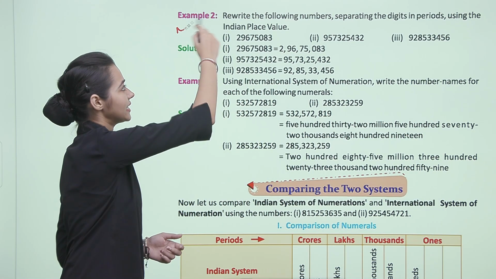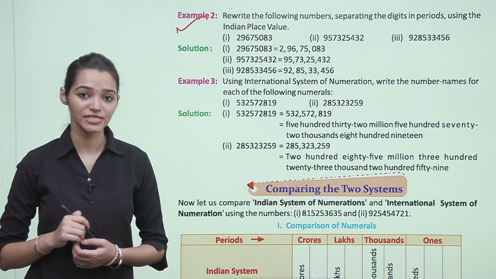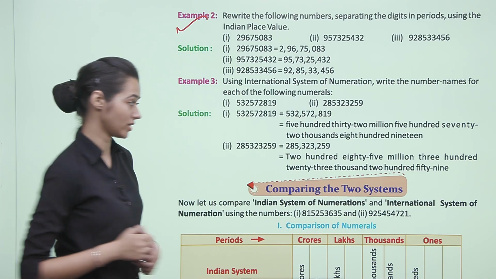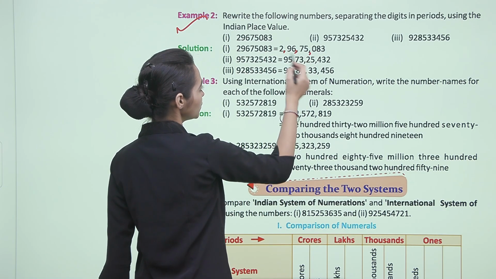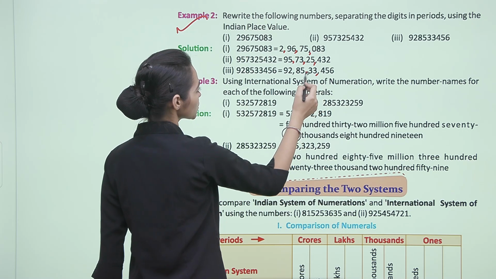Now let's look at an example. In this we have to rewrite the numbers, separating the digits in periods using the place value chart. So here first 3, then 2, 2, 3, 2, 2, 3, 2, 2.